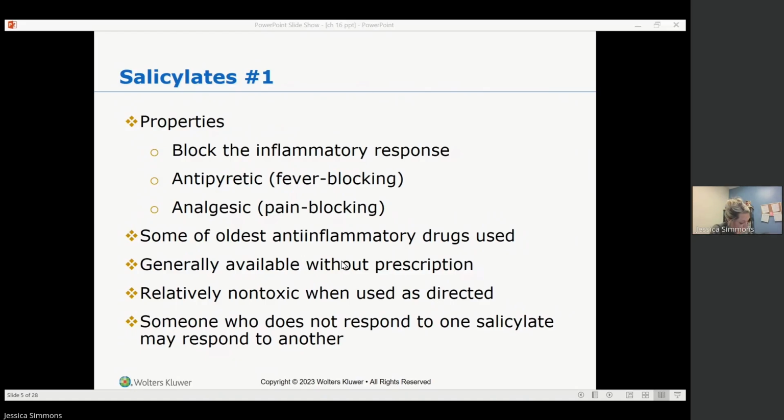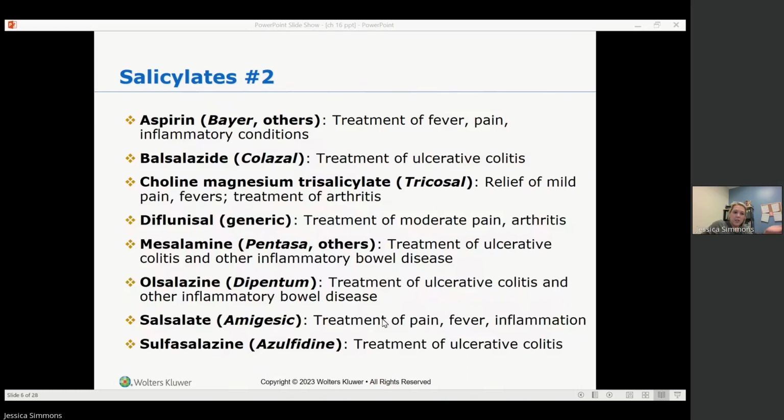And honestly, you probably will not recognize any of the other salicylates, but aspirin is available over the counter. The other ones, I would be surprised if you've seen before. Okay, but they are all in table 16.1 on page 271. And it lists all of them here.